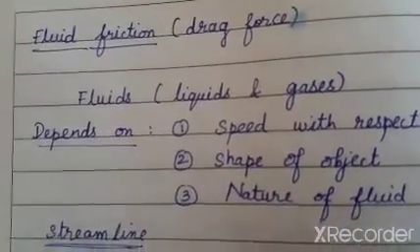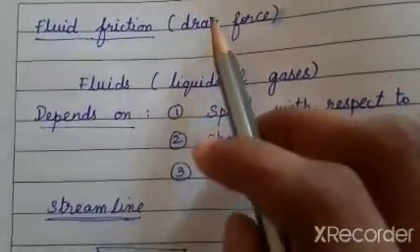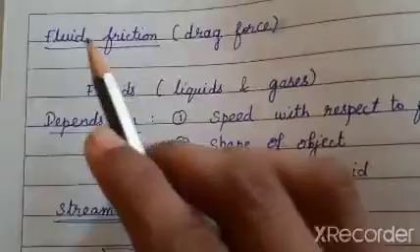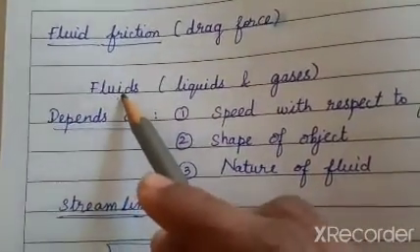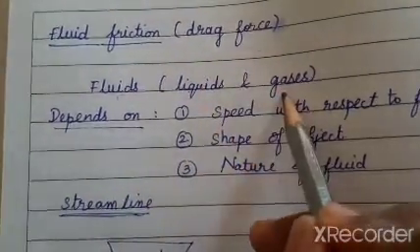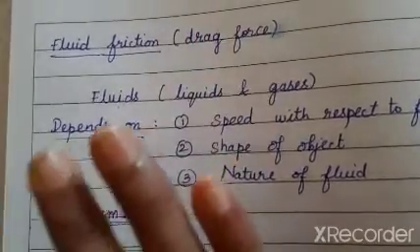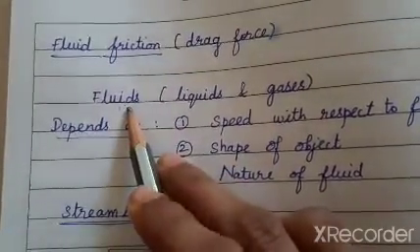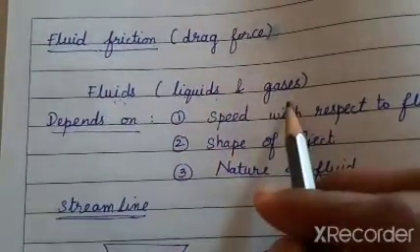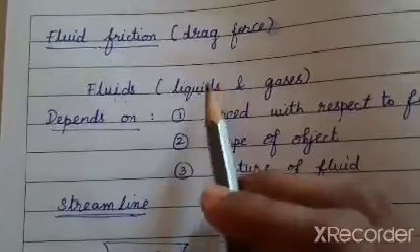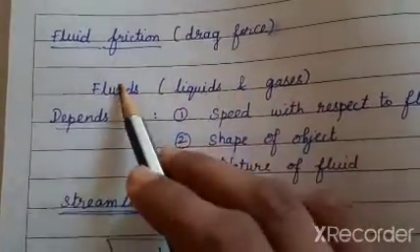Next, the fourth type of friction is your fluid friction. This type of friction is also called by another name, drag force. First, let us try to understand the meaning of the word fluids. Fluids means liquids and gases. The other three types of friction like static, sliding and rolling were dealing with the solid objects. But this kind of friction, that is the fluid friction, will deal with the liquids and gases, the objects moving in liquids and gases. Liquids and gases are commonly called as fluids.